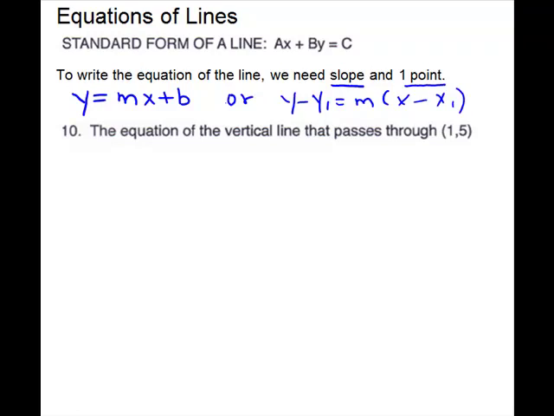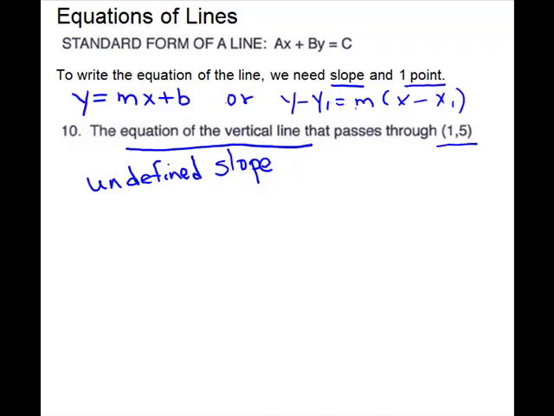For our last problem, they want us to write the equation of a vertical line, and it passes through this point. A vertical line has undefined slope. So you're going to have to work outside the box here. You cannot go into your formula because you are undefined here. So remember, a vertical line has the form x equals some number, and it will have to equal the x value from your point. And that is your equation of the line.